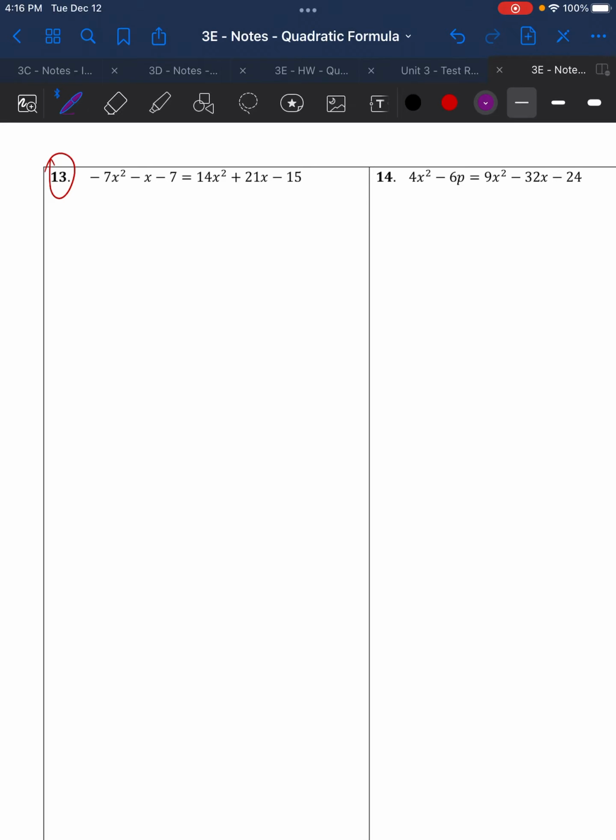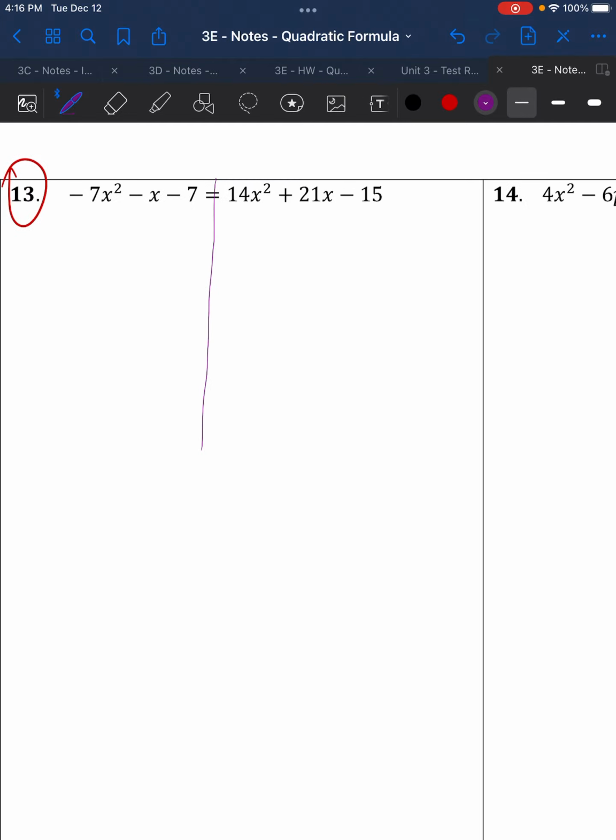I'm not going to work the whole thing through, but as some of you in class kind of looked at 13 and 14 like, oh my gosh, what is going on here? You're just gathering like terms. That's all you're going to do right away. It's not anything too crazy. So negative 14x squared, and I'm going to combine it with my x squareds. I have a negative 21, or positive 21x. I'm going to subtract 21x. And I have a negative 15. I'm going to add 15 to move it to the other side of the equal sign.